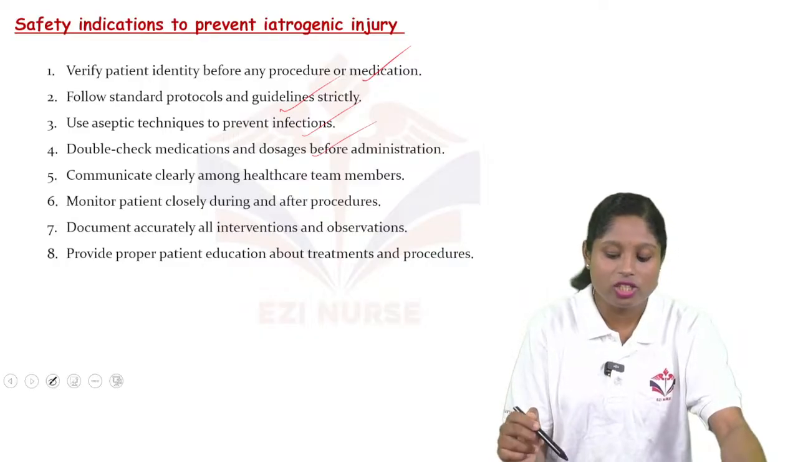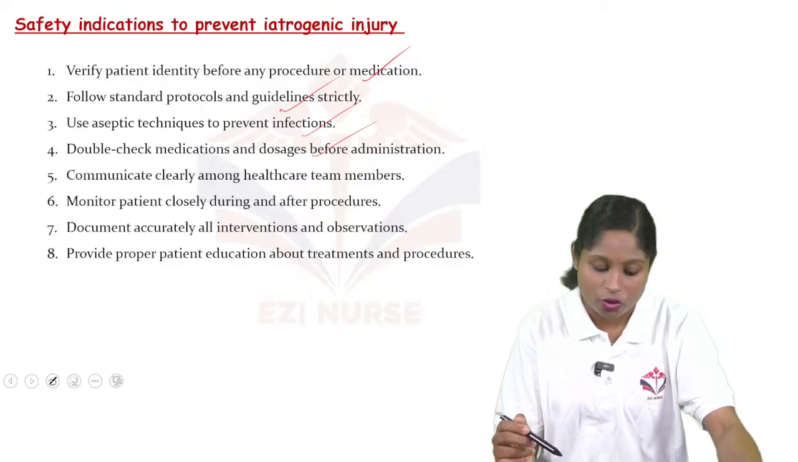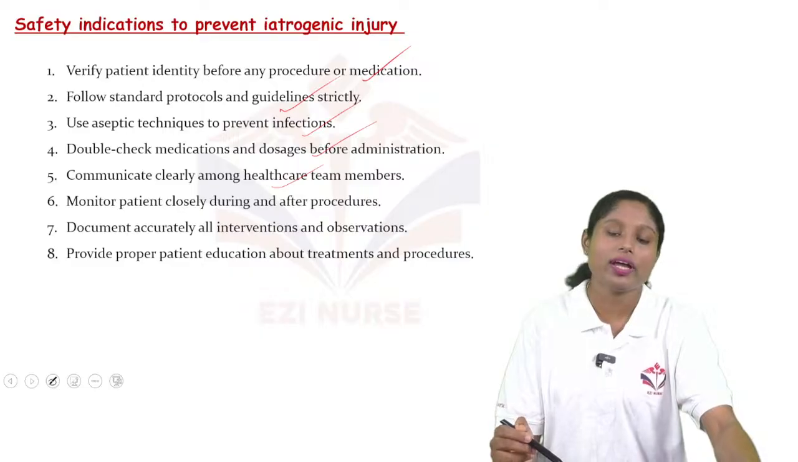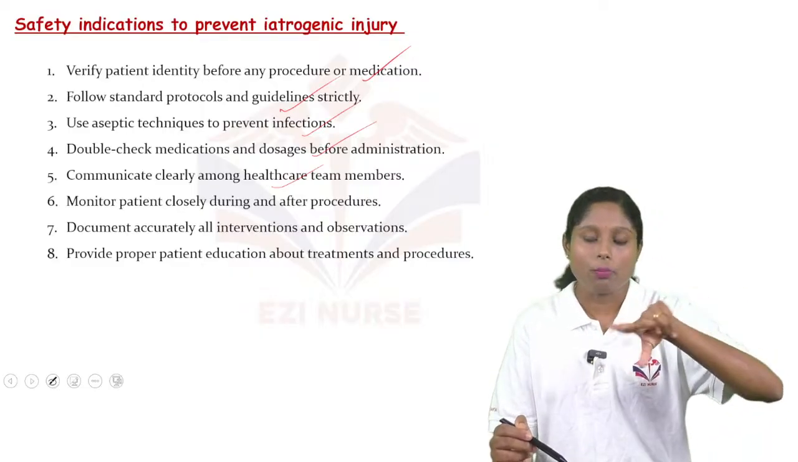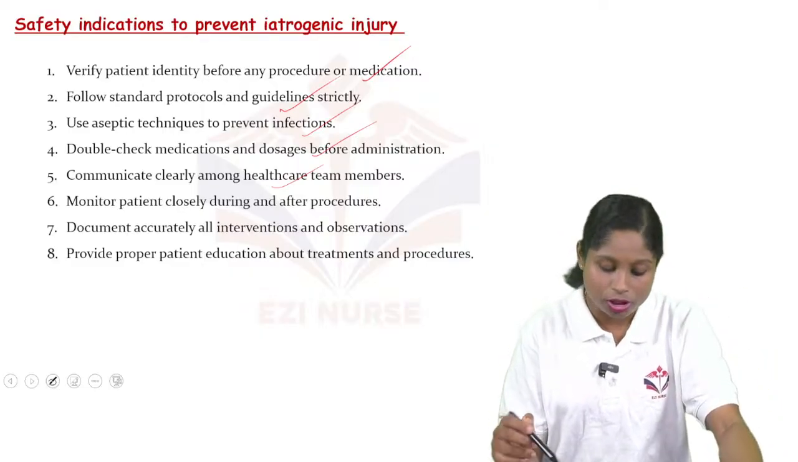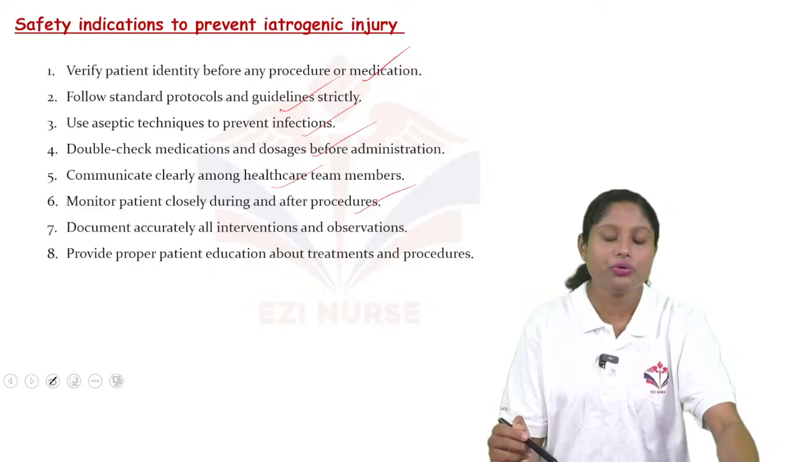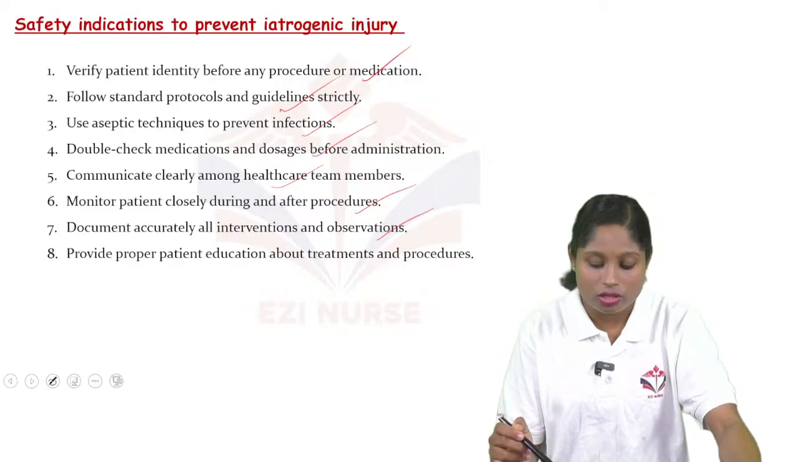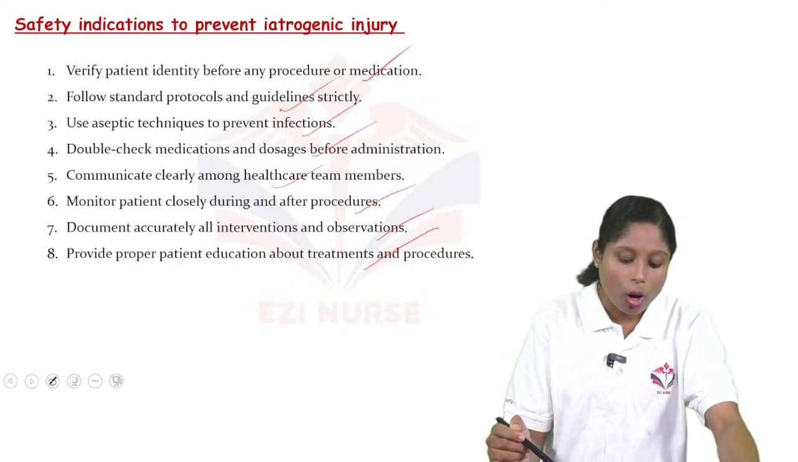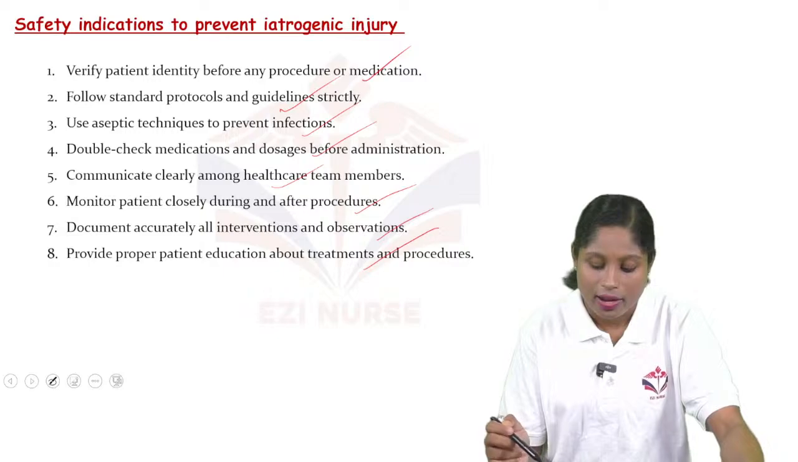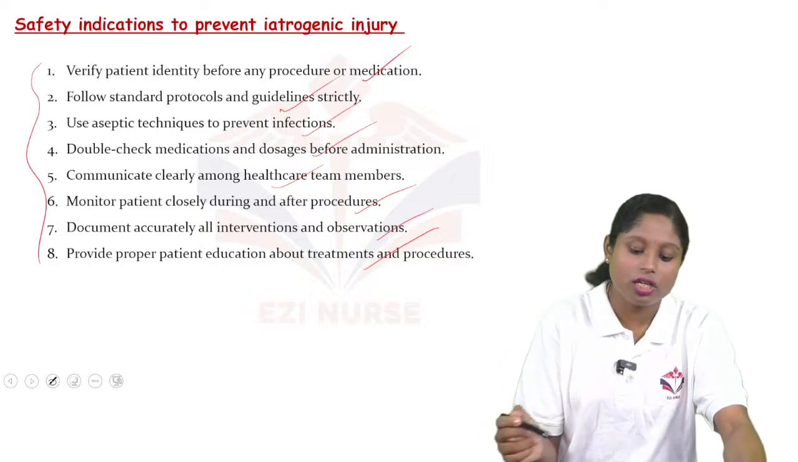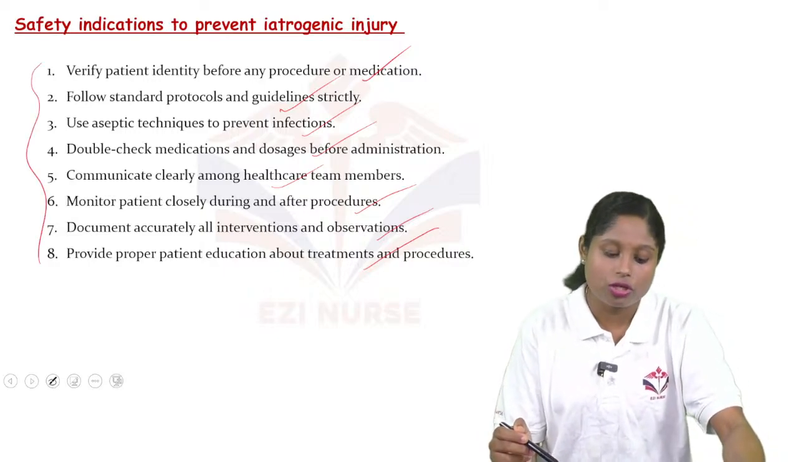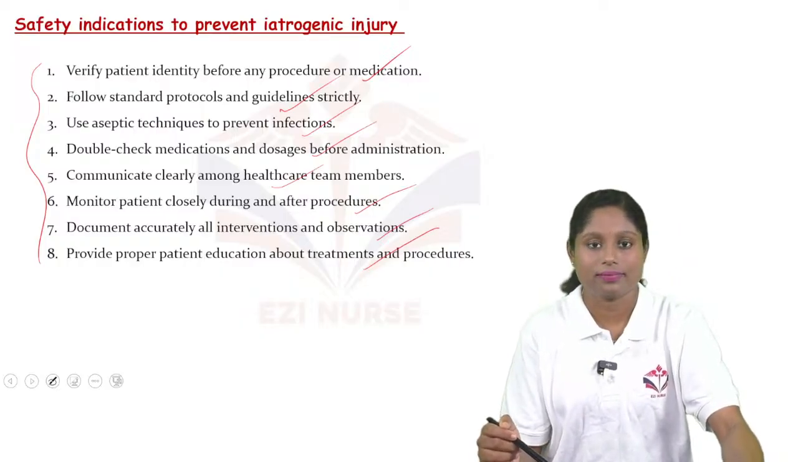Double check medications and dosage before administration. Communicate clearly among healthcare team members. There should be proper communication between the team members. Monitor the patient closely during and after the procedure. Document accurately all interventions and observations. Provide proper patient education about treatment and procedures. So these are the safety indications to prevent iatrogenic injury. So these are the measures.